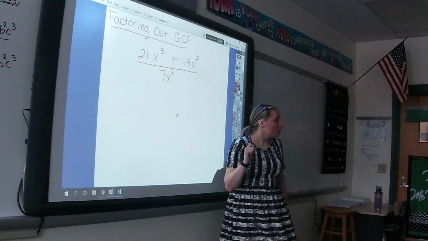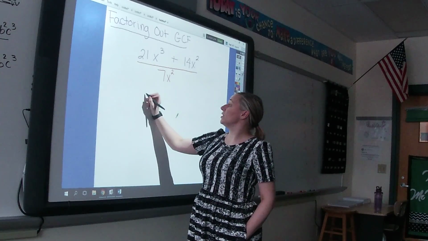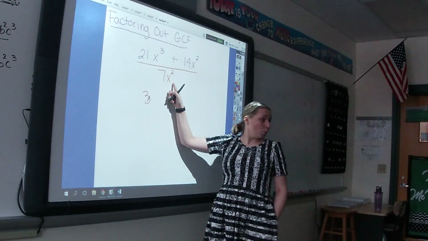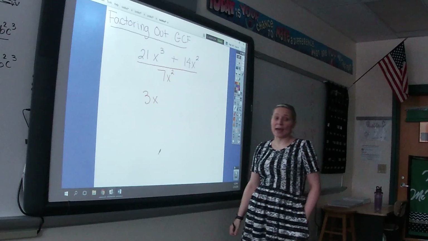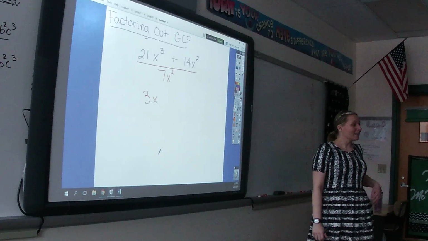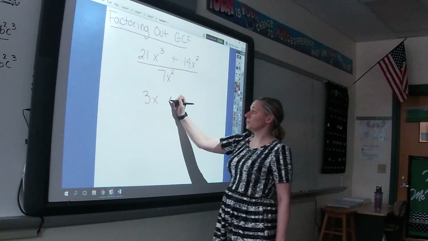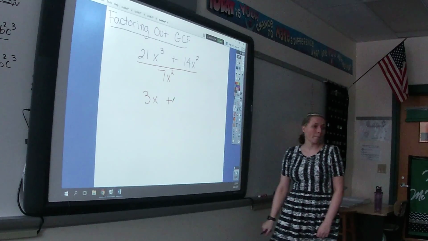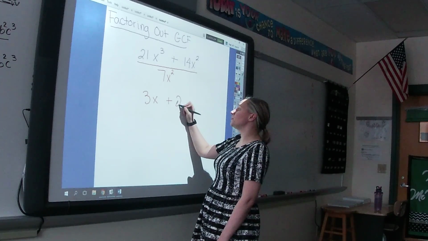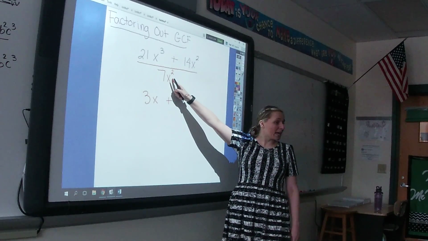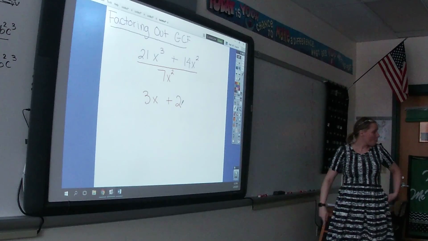Okay, so then just like yesterday, we're also going to divide out the variable. 21 divided by 7 is 3. We subtract the exponents: 3 minus 2 is 1, so we get the x. Now instead of writing down the word "and," we're just going to bring down the operation. 14 divided by 7 is 2. We subtract exponents, which is 0. They cancel out, so there's nothing to write there.